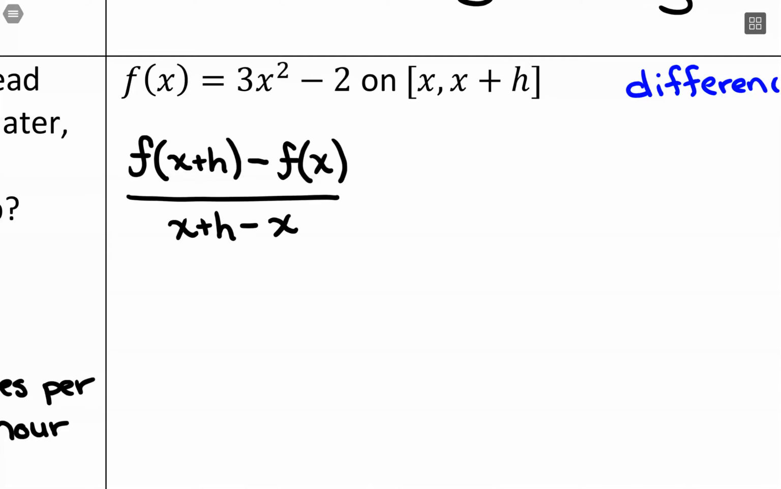So it's just coming from, I have this piece where I have this input of x plus h, so what's the output there?